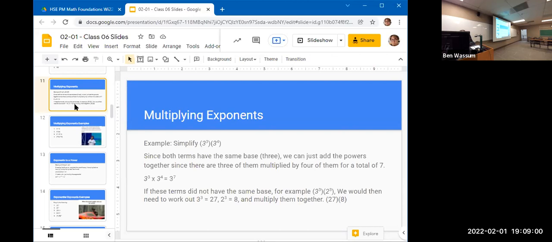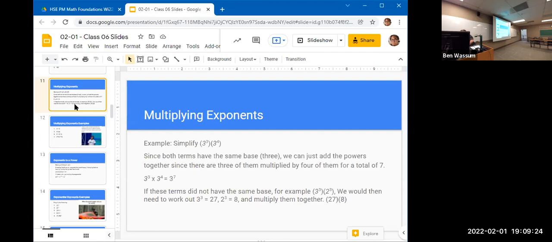How many 3s do I have all thrown together in a row? I have 7 of them, and they're all multiplying together. I mean, 3 to the third is multiplication, 3 to the fourth is multiplication, so I got 7 of them. So you end up just adding the powers together. 3 to the third times 3 to the fourth is 3 to the seventh. So the base stays the same, the powers add up.